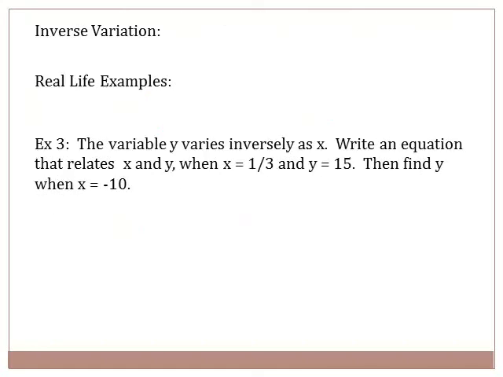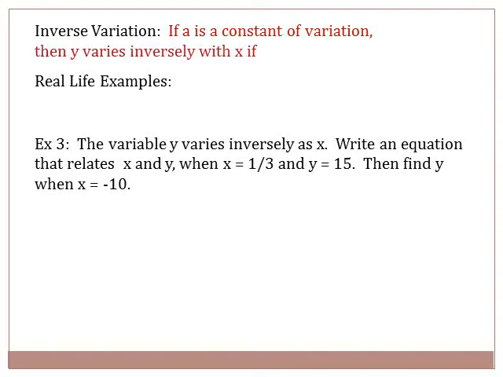Inverse variation, it's not direct, which means as your quantity gets larger, the other one's going to get smaller. Or as your quantity gets smaller, the other one's going to get larger. We're still going to use the same constant. If a is the constant of variation, it basically serves the same purpose as slope. Then y varies inversely. Before, your constant and x multiplied. Now your constant and x are going to divide.